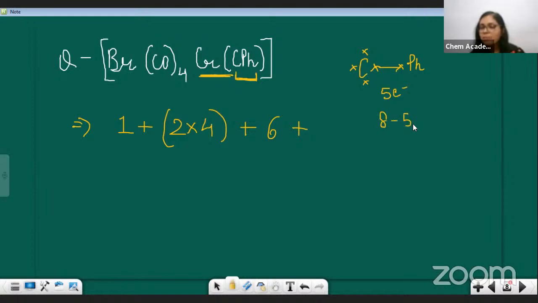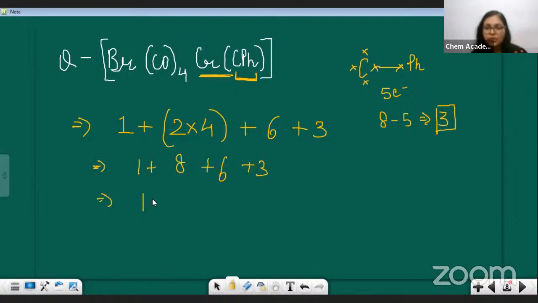So we will find out its deficiency, and this is going to be the charge. That is how we calculate the charge. So you will first write down the valence electrons, then the number of electrons it got from bonding, and then the deficiency is going to be the charge on that particular species. So here the charge is coming out to be 3. Now let us solve it. It comes out to be 1 plus 8 plus 6 plus 3.